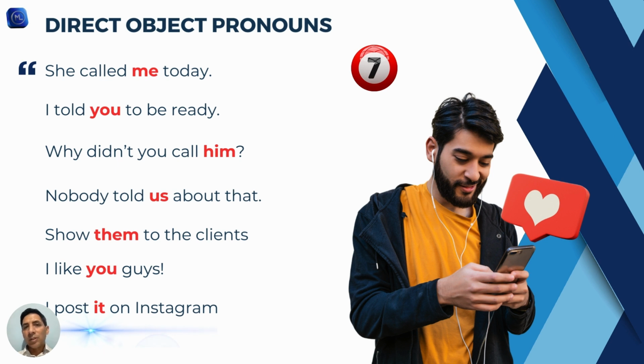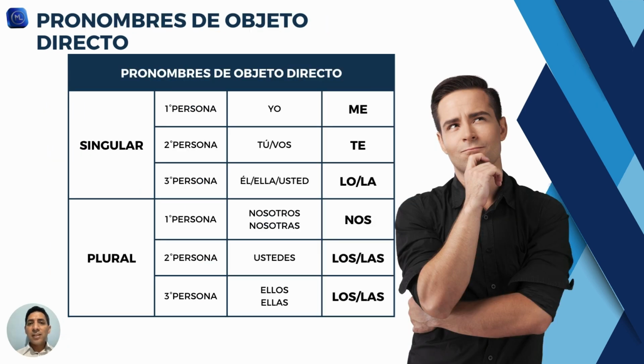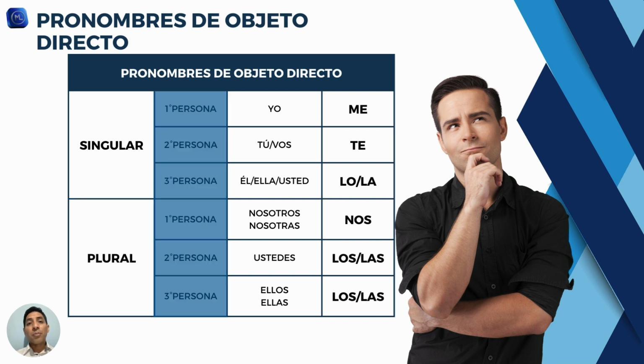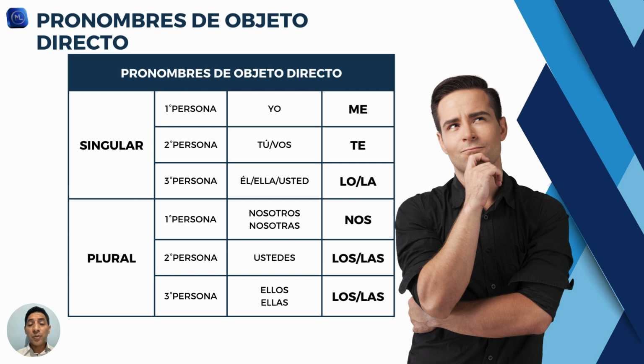So the only problem that you're going to have is that you have to remember that there is no different pronoun, it's the same one. So this is the chart with the direct object pronouns or pronombres de objeto directo in Spanish. As you see here, we have separated them first by singular or plural and then according to the person, right? So for the first person singular, yo, the direct object pronoun is me.